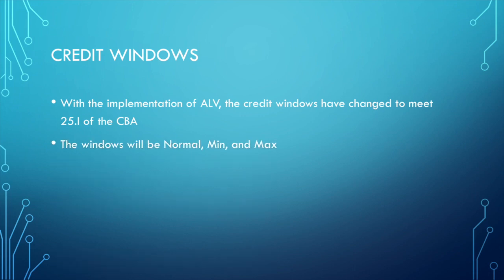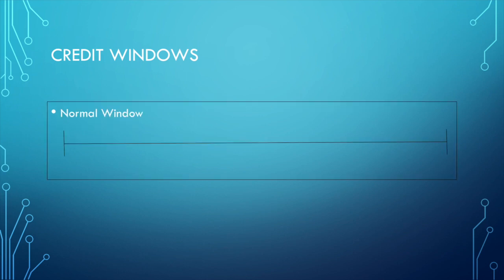Just as before, we had the normal min and max windows. We have those moving forward with ALV. However, they're defined slightly differently and they operate very differently in PBS than they have in the past. So the normal window is centered around ALV. It's -7 ALV to +7 ALV. So that includes a 14-hour bracket. If the ALV for a particular class was 80 hours, that would be from 73 to 87.